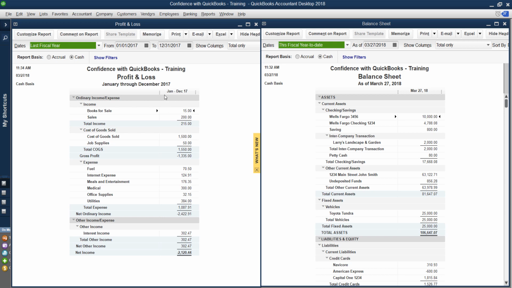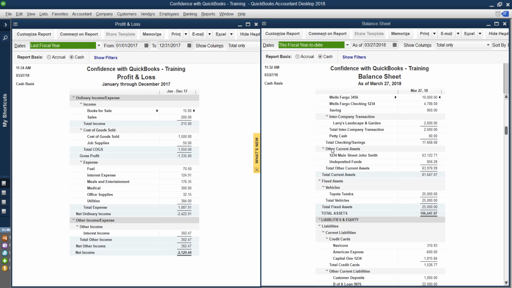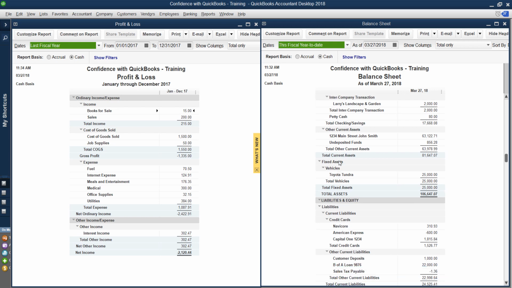When you're looking at your profit and loss, it has your income, your expenses, and then at the end it shows whether you made a profit or had a loss, depending on how much income you had minus your expenses. Now, the balance sheet is going to have your assets. That's things like your current assets, which are more like your bank accounts, and accounts receivable. Then you'll see other assets and fixed assets, such as equipment, and then it has a total assets for you.